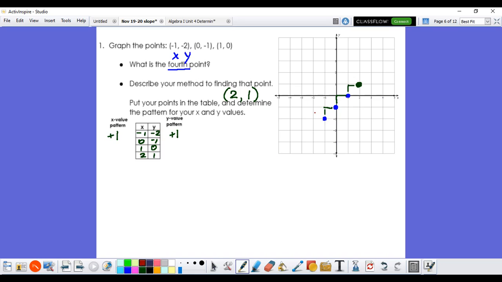I went up 1 over 1 each time. Up 1 over 1, up 1 over 1. Y, of course, is the up or down, and x is the right or left. So in my picture, I was going up and right.